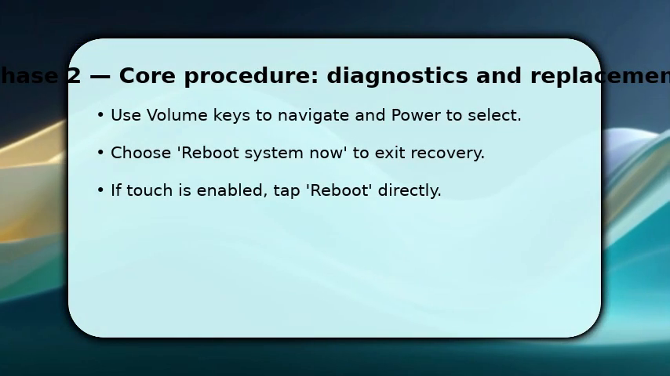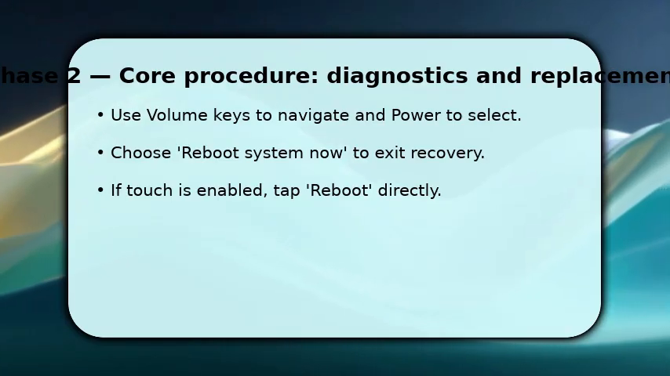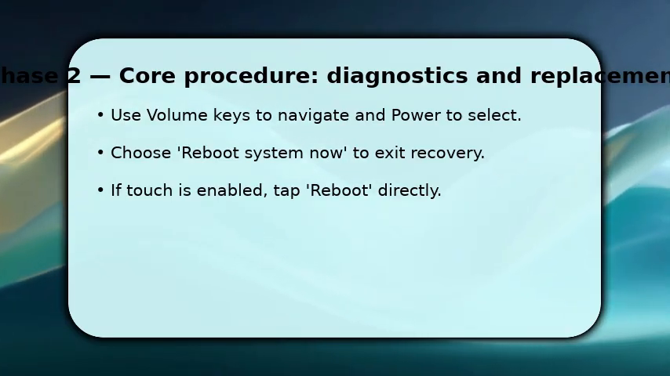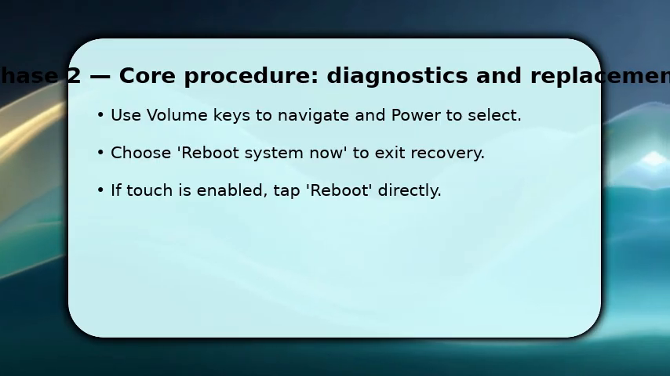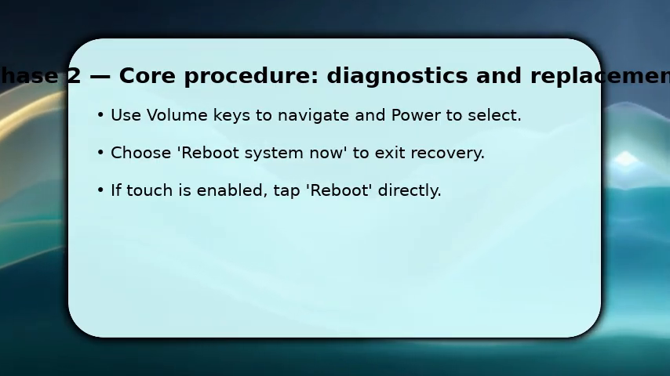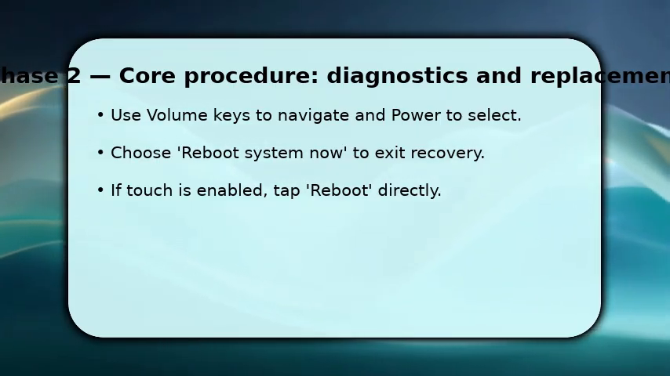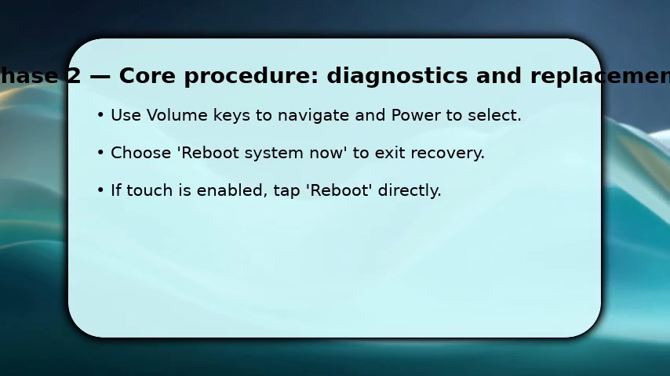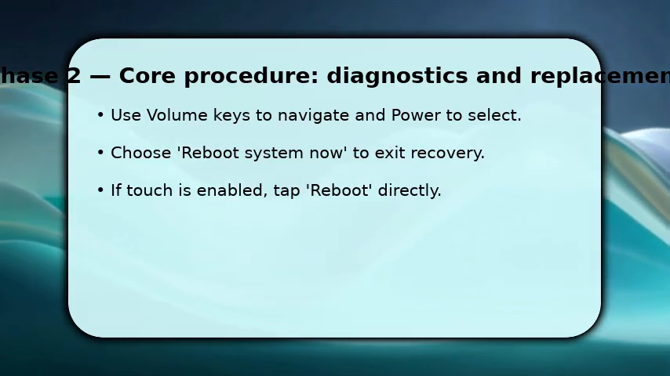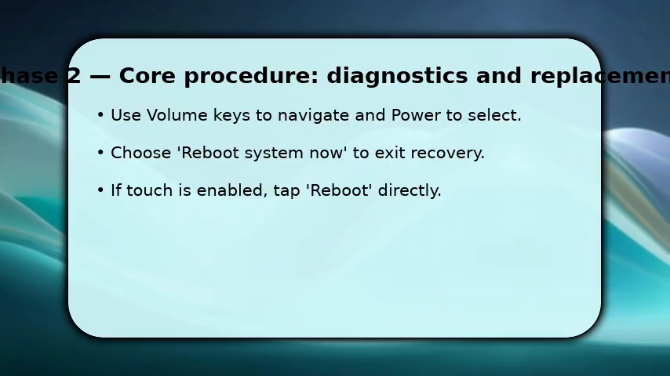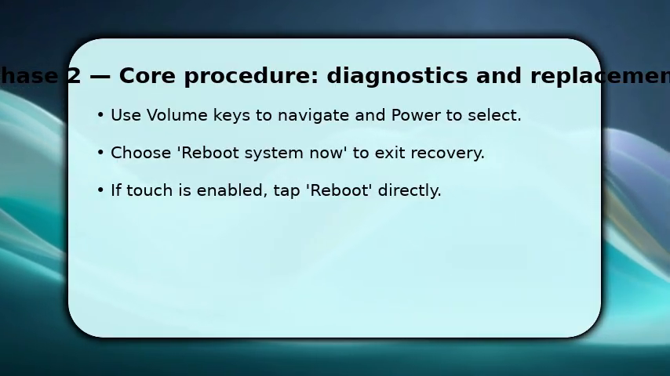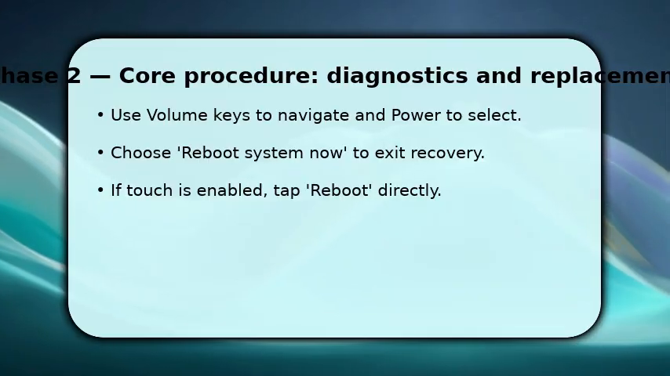Now you'll actively cancel recovery mode. Use the volume up/down keys to navigate the list and press power to confirm. Highlight Reboot System now, then press power. This instructs the bootloader to restart into normal Android. If your recovery supports touch, tap Reboot instead. It's faster. Once selected, watch for the Oppo logo and allow up to 3 minutes for a full boot.